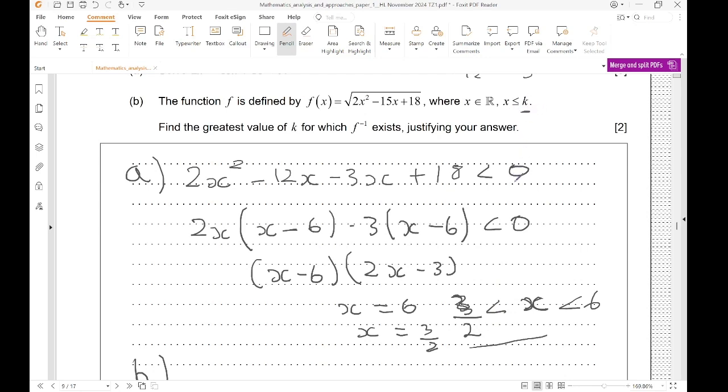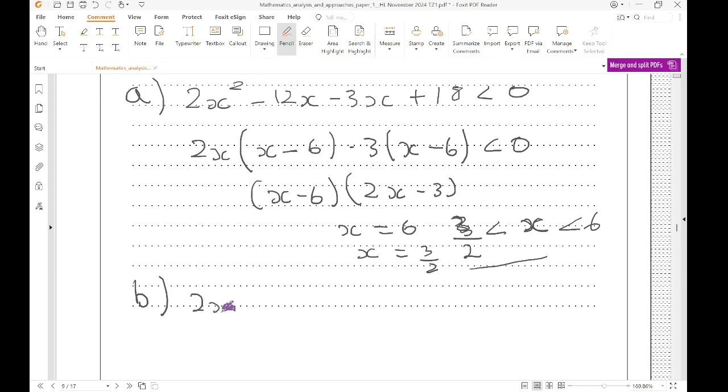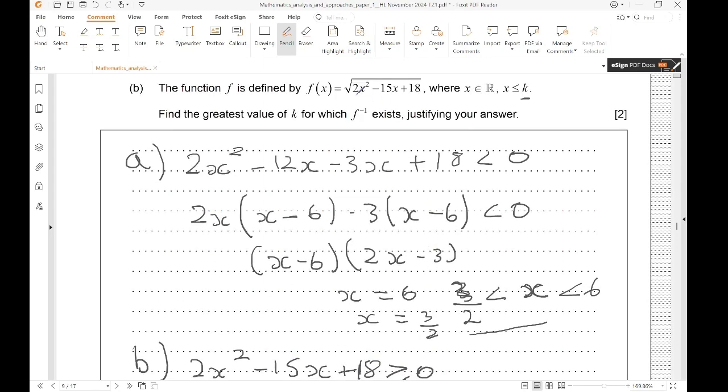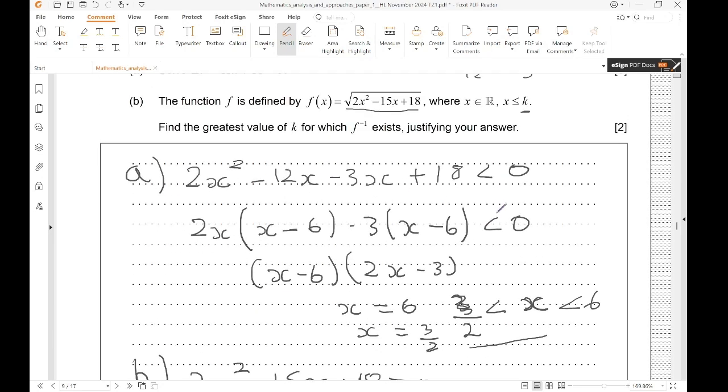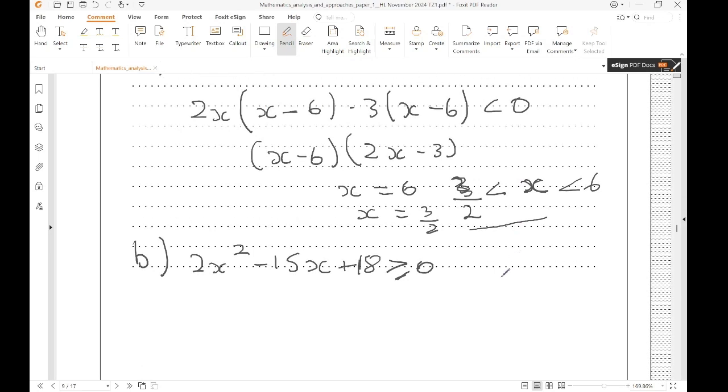Yes, so for f inverse to exist, we require 2x squared minus 15x plus 18 to be greater than or equal to 0. Because it is now in a square root function, whatever 2x squared minus 15x plus 18 is, it has to be greater than or equal to 0. So for that to happen, f has to be 1 to 1. If you don't understand what 1 to 1 is, I will be linking a video where I teach what a 1 to 1 function is, and what a function is in general.